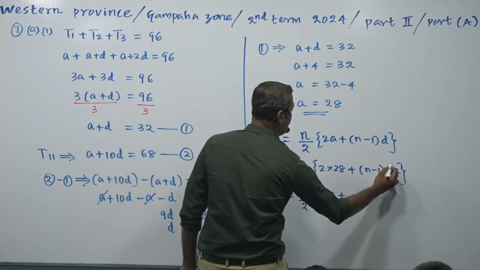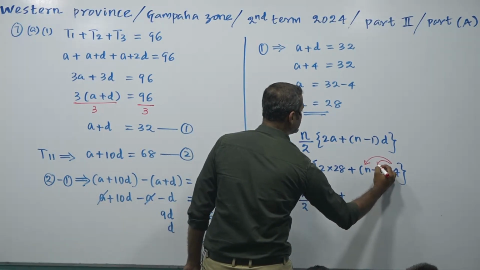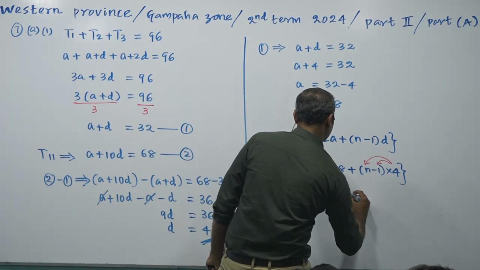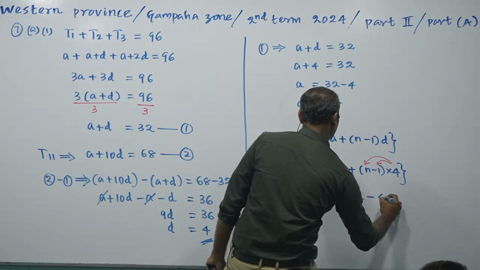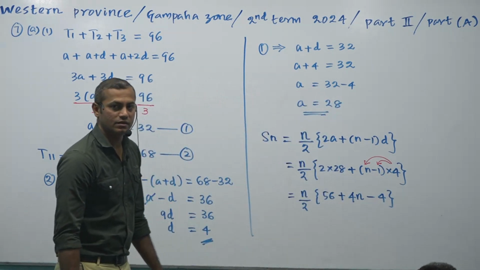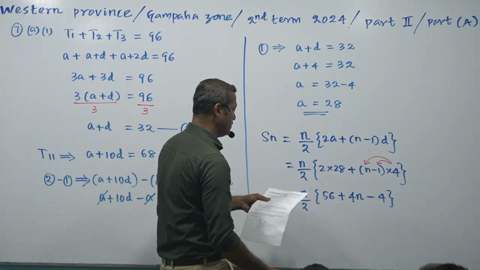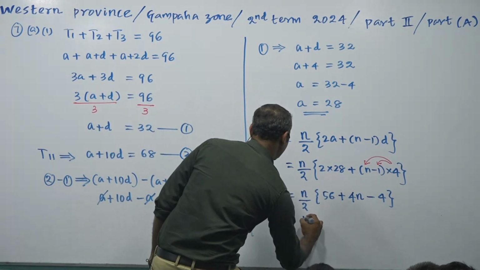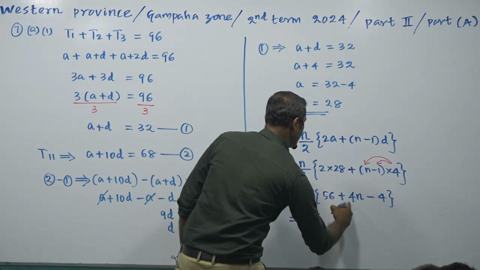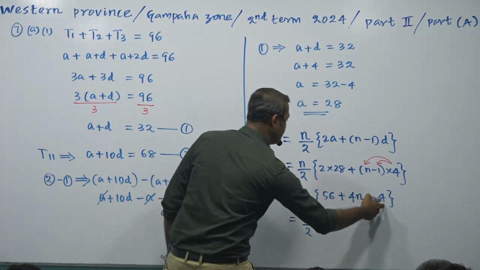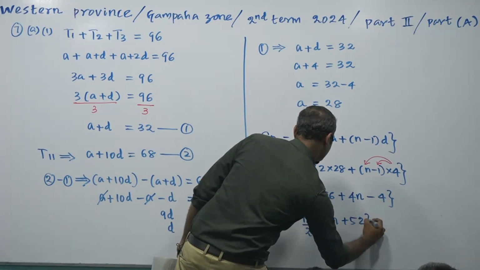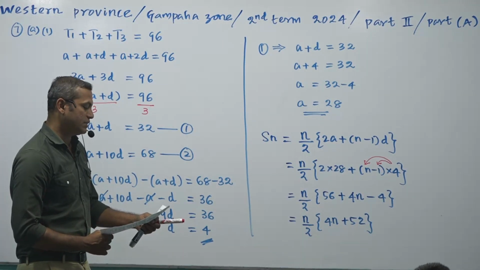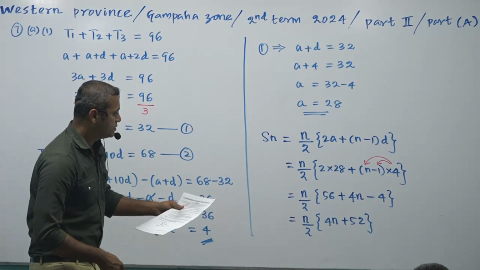Now remove the brackets here. See whether you can understand. 4 into n, 4n minus 4 into 1, 4. Remove the brackets. 4 into n, 4n minus 4. Then 56 minus 4, how much? 52, right? So n divided by 2 into 4n plus 52. 56 minus 4 means 52. Yes or no? But still some more to be done.